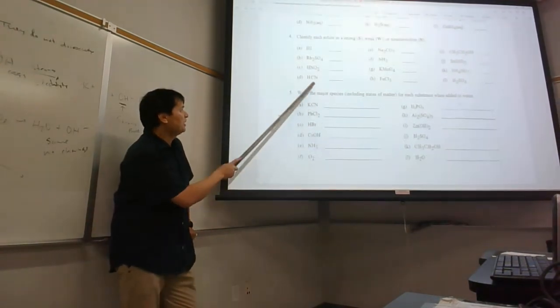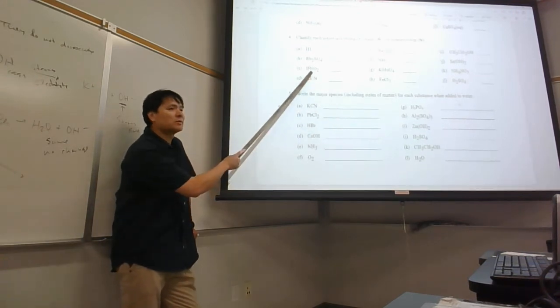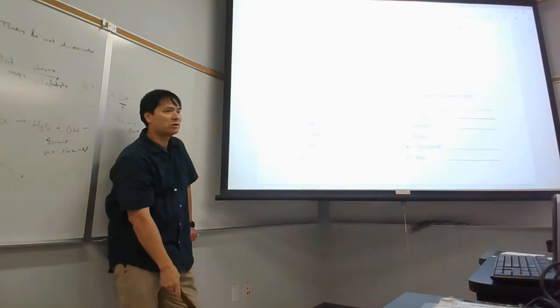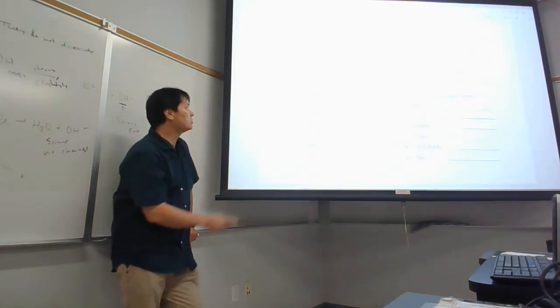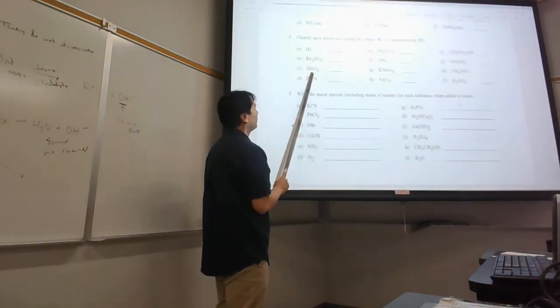Is that nitrate or nitrite? That's nitrite. So this must be nitrous acid. Is nitrous acid one of the 7 strong acids? No, nitric is. Nitrous isn't. So this is a weak acid. Weak acids are weak electrolytes.